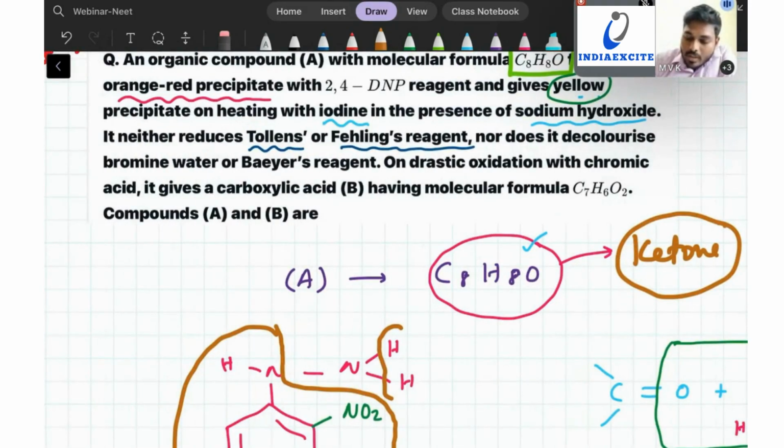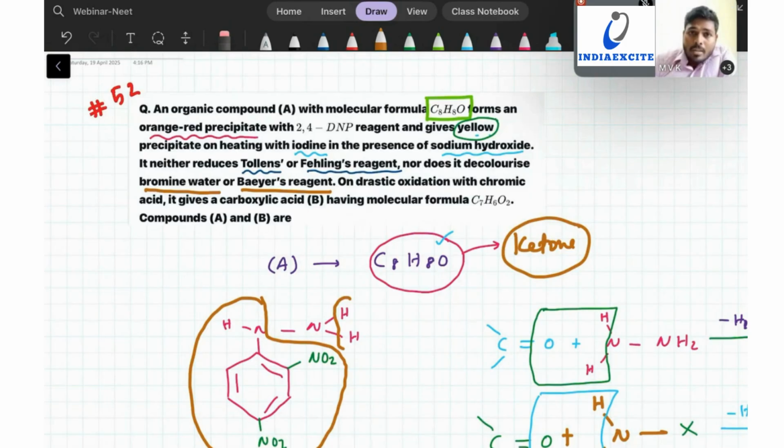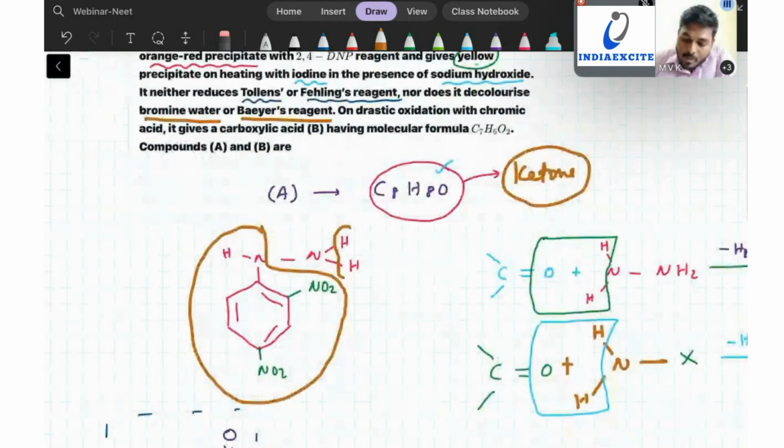What are they saying? Nor does it decolorize bromine water or Baeyer's reagent. Bromine water and Baeyer's reagent are nothing but tests for unsaturation. If a compound tests positive for bromine water or Baeyer's reagent, what does it mean? That means it has a double bond in it, an sp2 carbon or sp carbon present. So what can we now say? Finally, that there is no unsaturation in this compound. So look at the final line.